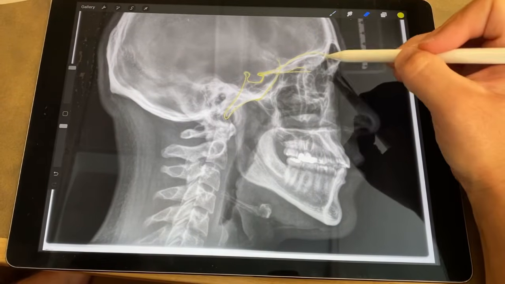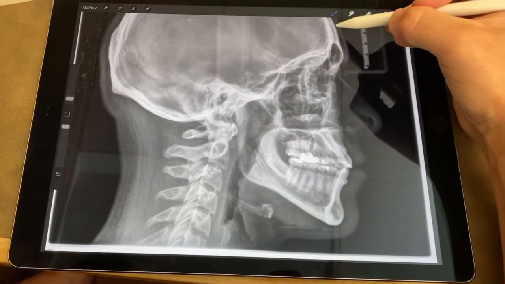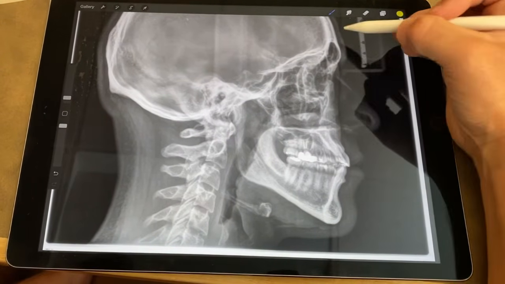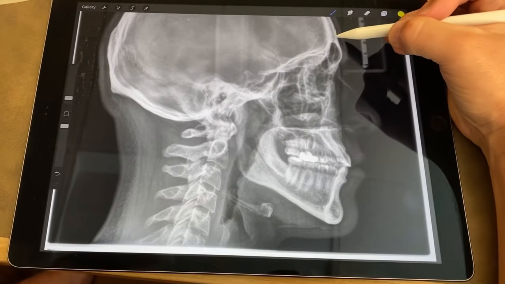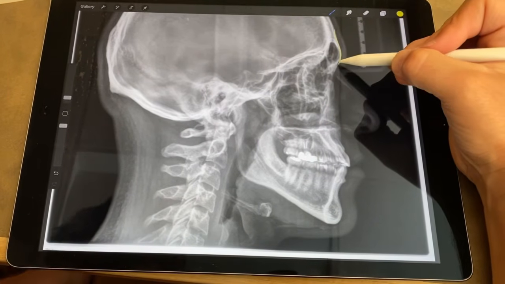Go ahead and delete that. Now, let's look at the anterior portion from the nose up. The part that we want to trace is the glabella, which is the skeletal forehead, basically, right there.